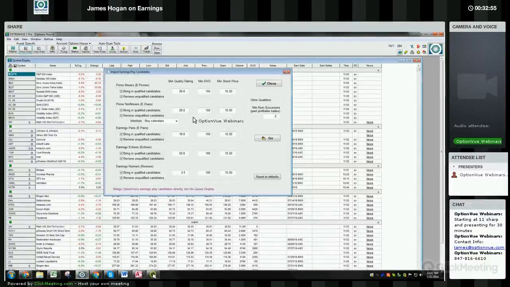I know Jim let me know that he is actually loosening this up a little bit. The reason behind having a lower DVO is that for runners, you are only buying calls or buying puts. What the runners do is, this is going to say that on average, over the last 2 years, after an earnings announcement, the stock runs in the same direction of the jump, whether it's up or down, an extra 3.5% per day or more. This is the minimum quality rating.